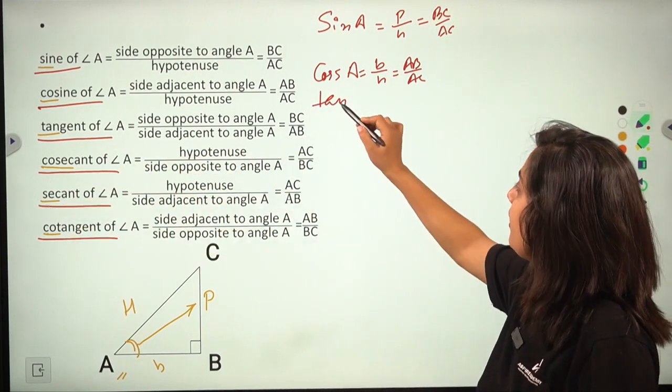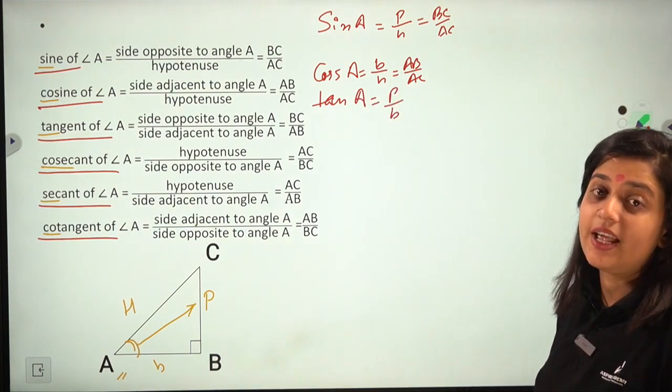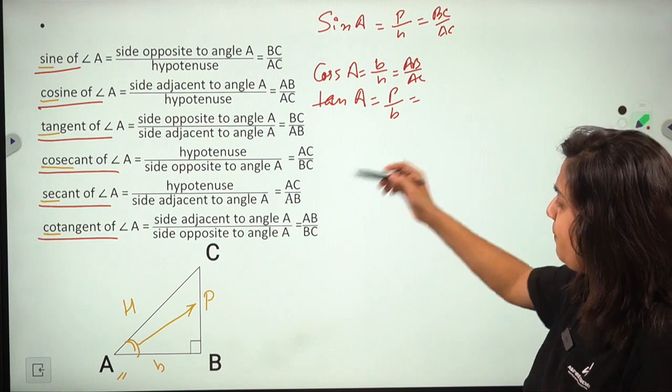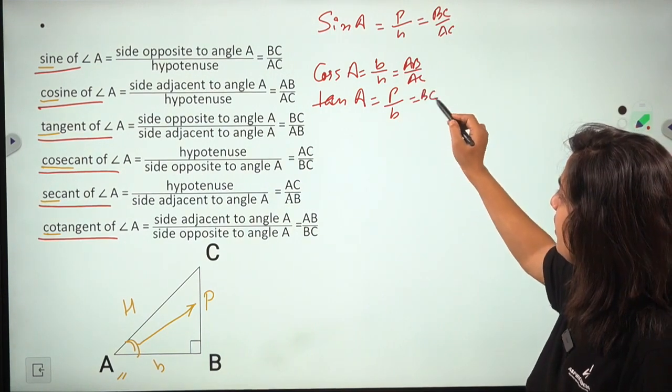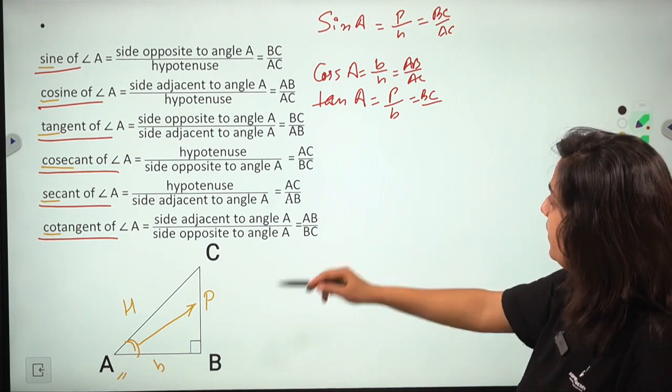Similarly, tan. You don't have to write tangent. Tan A is equal to P by B. You can see P is BC, and B is AB.